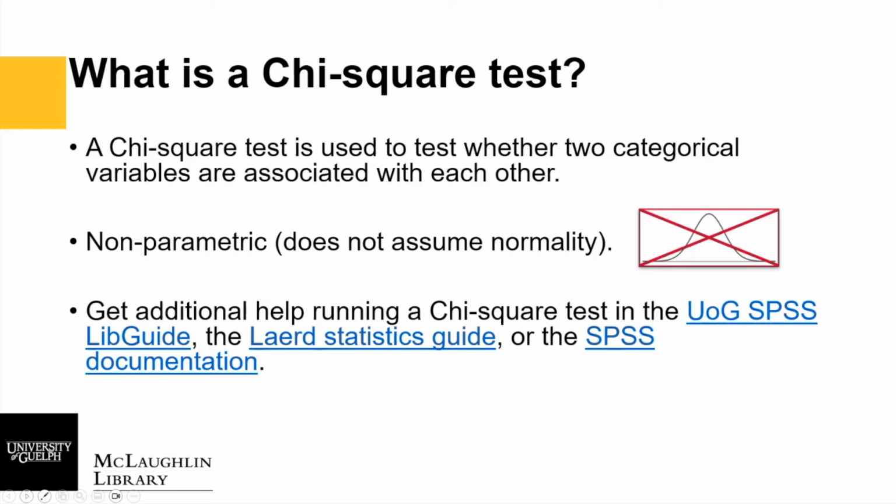I've left you some resources on the slide here as well if you need some additional help running a chi-square test. I've linked to the U of G SPSS LibGuide where this video will eventually live. I've linked to the layered statistics guide because they give a pretty good overview. And I've also linked to the SPSS formal documentation, so their documentation of how to run this test in the SPSS software. So really the only thing you need is two categorical variables.